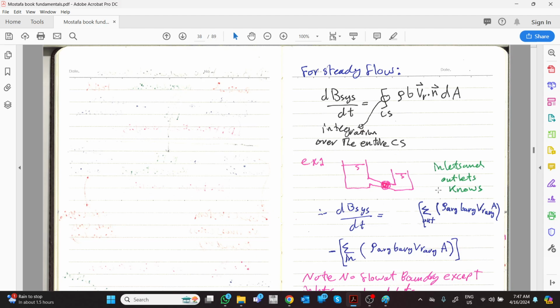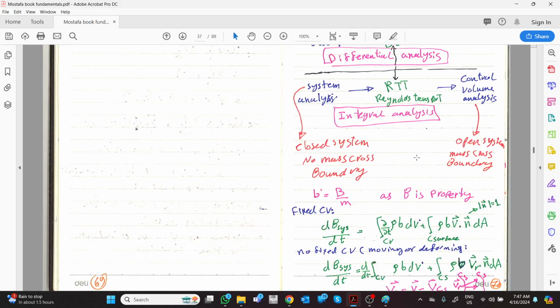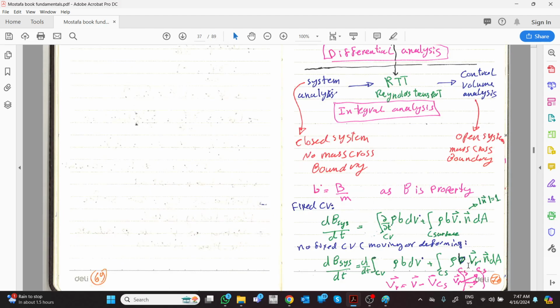Okay, you want to get the change of anything in time for the entire closed surface. You already make a control volume here, or control surface. It is what it is, in and out, in minus out. We agreed that the control surface here is in and out.